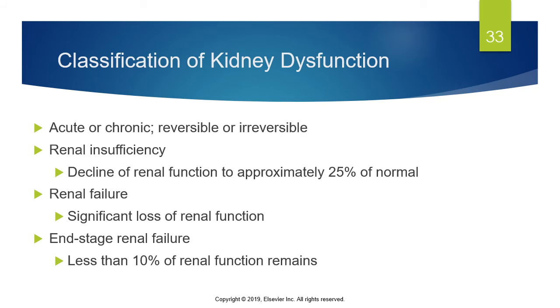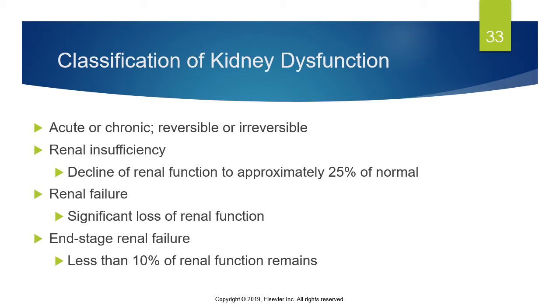Now I'm going to move on to renal disorders. I'm going to start with a discussion of how we classify kidney dysfunction. So kidney injury may be acute and rapidly progressive within hours, and the process may be reversible. It can also be chronic, progressing to end-stage kidney failure over a period of months or years.